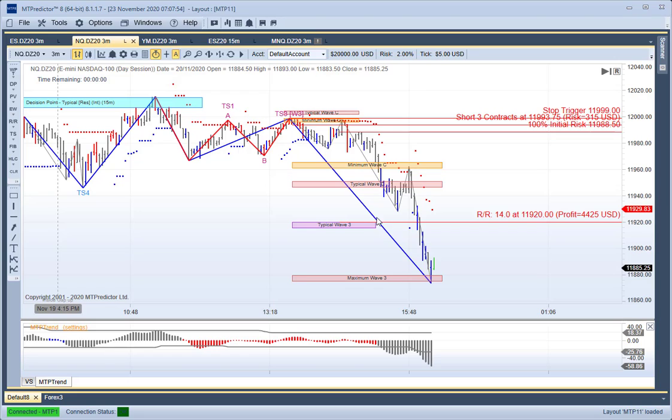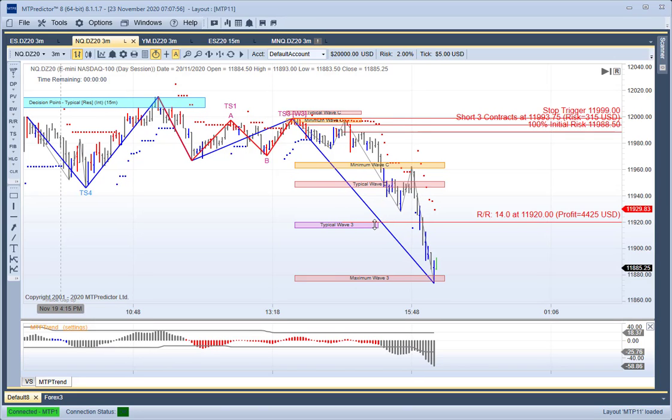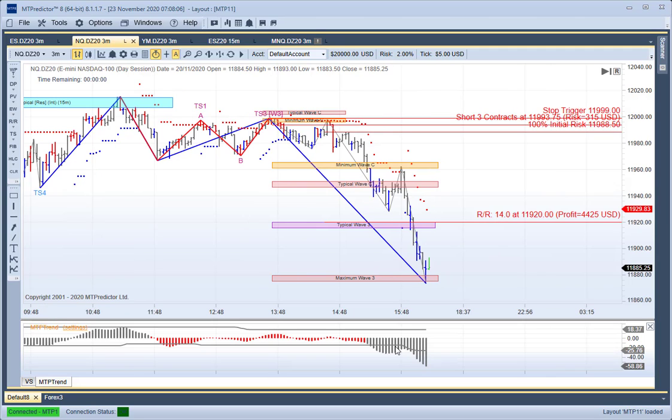The market then declined nicely. It then reached the typical wave 3 WPT not long before close, where a profit of approximately 14 times the initial risk, or 14R, was available. If you notice the MTP trend here, when you reach that target, can you see how the MTP trend was strong? In other words, our MTP trend oscillator was beyond our strength band, that grey band. That indicated it was strong and indicated the market was likely to run a bit further.